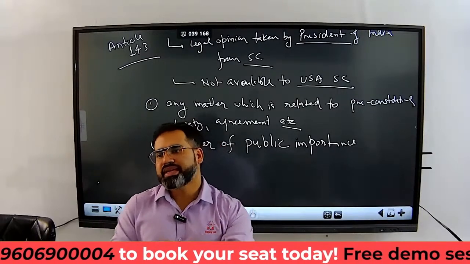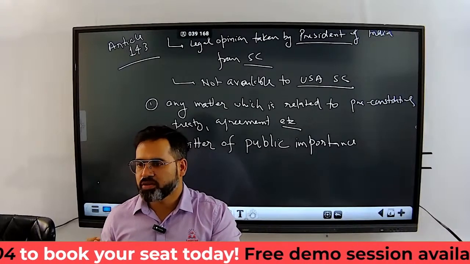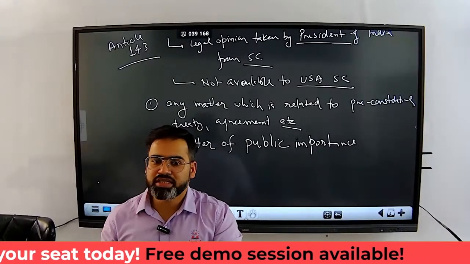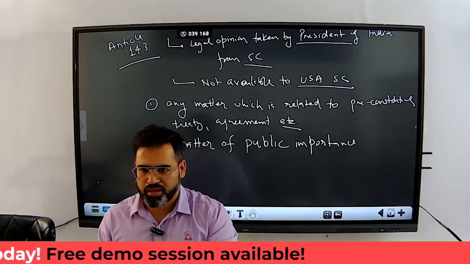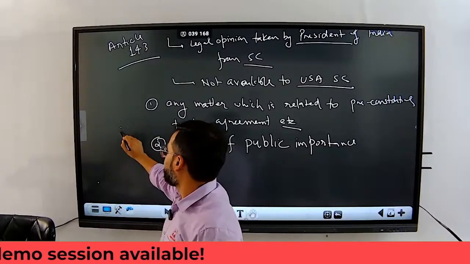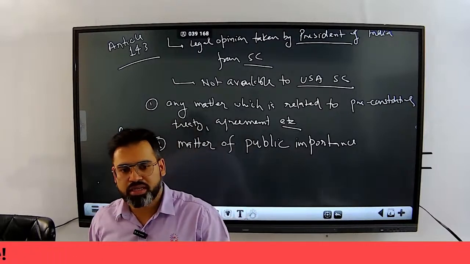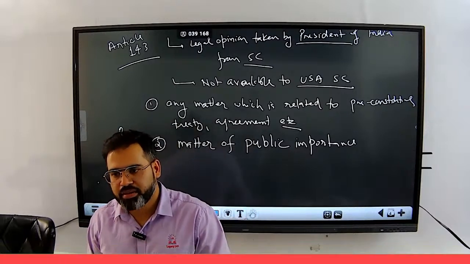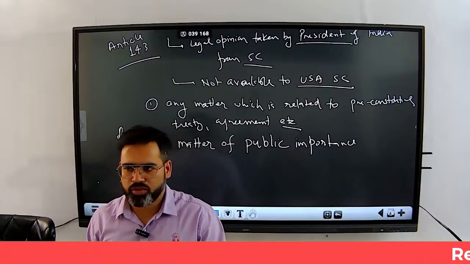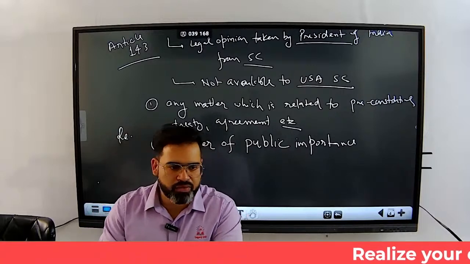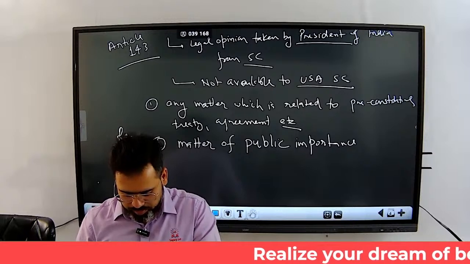Correct? We have covered 3 judges case in appointment of the judges. The third judge case था, it was a legal opinion. इसलिए उन केसेस को हम लोग ऐसा रेफरेंस लिखते हैं, RE, reference. Correct? The third judge case था, it was a legal opinion taken by the president from the Supreme Court. That is an example of article number 143.